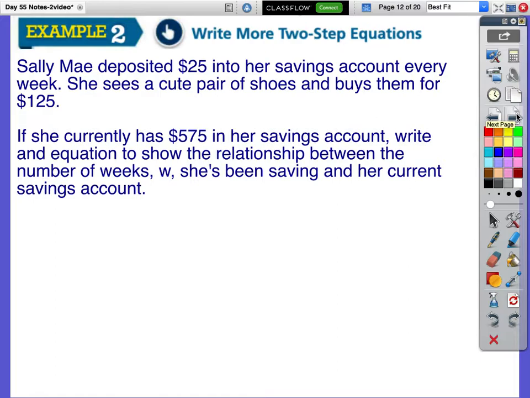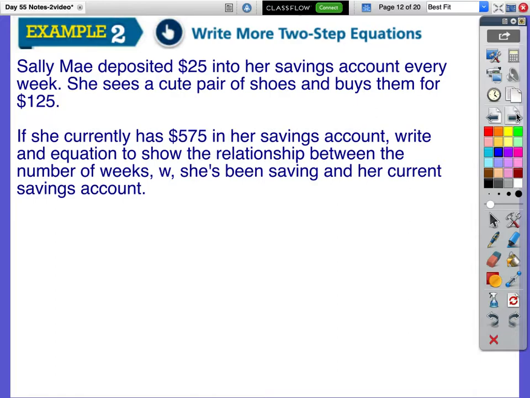All right, example 2. Write more two-step equations. Sally Mae deposited $25 into her savings account every week. She sees a cute pair of shoes and buys them for $125. If she currently has $575 in her savings account, write an equation to show the relationship between the number of weeks W she's been saving and her current savings account.